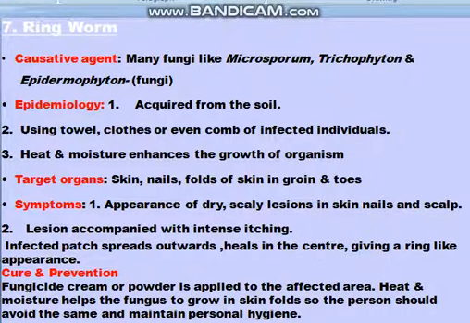The fungal species Microsporum, Trichophyton and Epidermophyton cause the disease called ringworm, and the infection is acquired from the soil, or by using towels, clothes or other things of the infected individual, or through heat and moisture. The targeted organs are basically the folds of skin, the nails, and the groin and toes. The infection spreads outwards and then heals in the center, and it forms a ring-like structure. So this disease is known as ringworm.